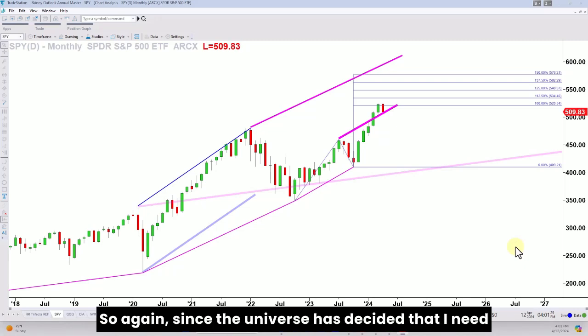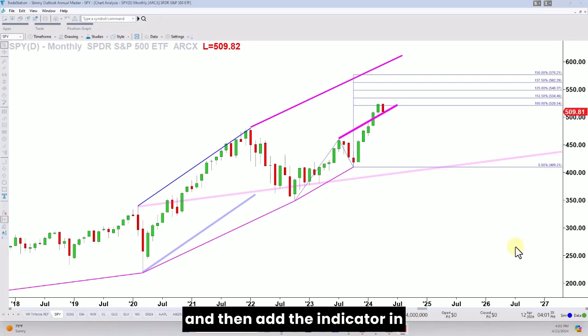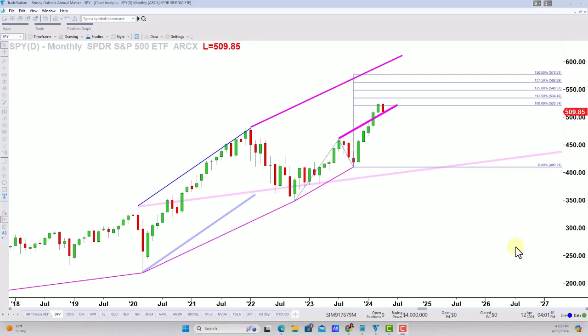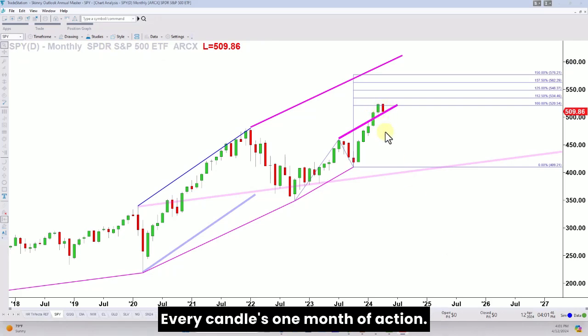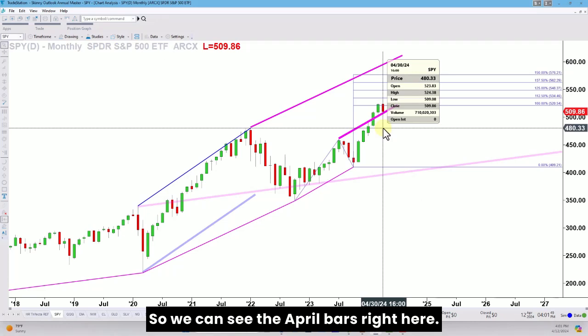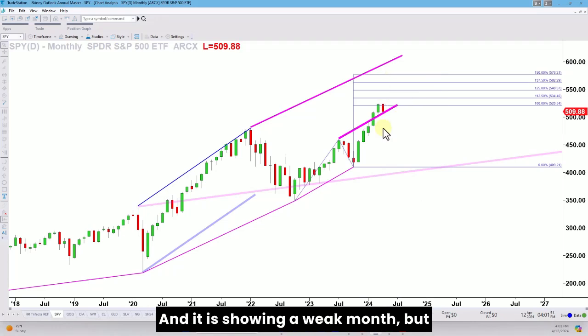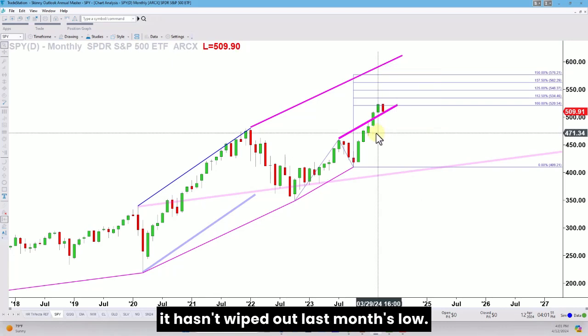So again, since the universe has decided that I need to repopulate all of these charts with an indicator, we're going to go through them first without them and then add the indicator in and see what value it adds. So here is the SPY ETF, and this is a monthly chart. Every candle is 1 month of action, so you can see the April bars right here. And it is showing a weak month, but it hasn't wiped out last month's low.